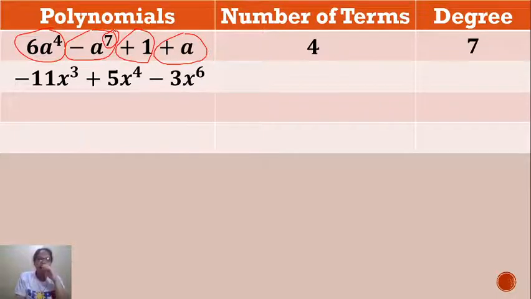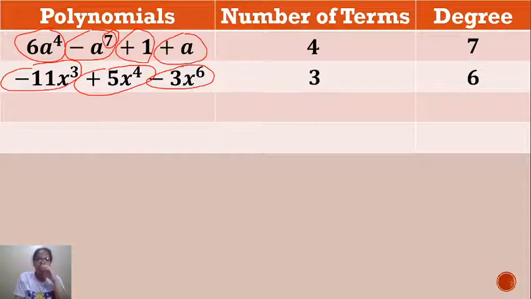Negative 11x cubed plus 5x to the fourth minus 3x to the sixth. How many terms are there? There are 3. What are those terms? Negative 11x cubed, 5x to the fourth, and negative 3x to the sixth. And the degree is the highest exponent that we see among the variables, which is 6.